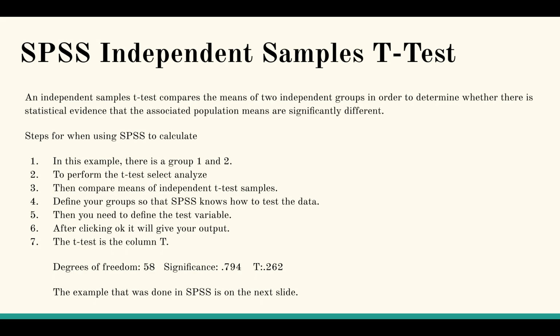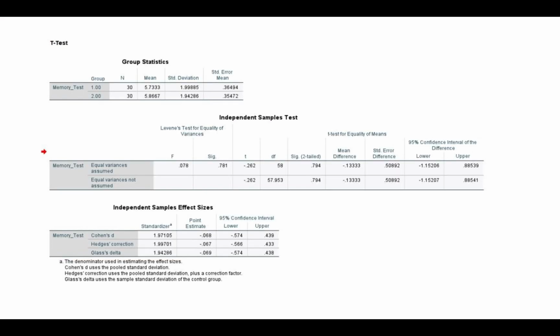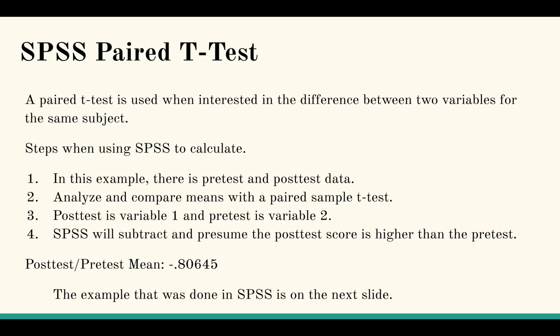SPSS independent sample t-test. We decided to include this in here to explain how it is calculated. An independent sample t-test compares the means of 2 independent groups in order to determine whether there is statistical evidence that the associated populations are significantly different. We included the steps and also included how it will be done in SPSS, with the t-test, independent samples, and the independent sample effect sizes.